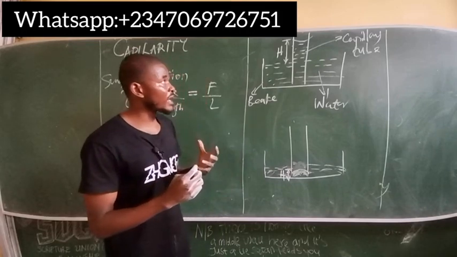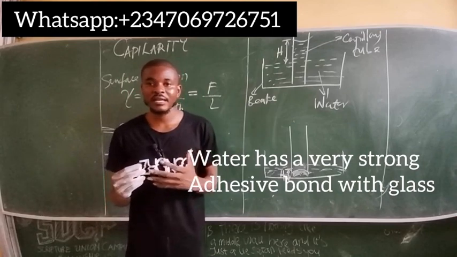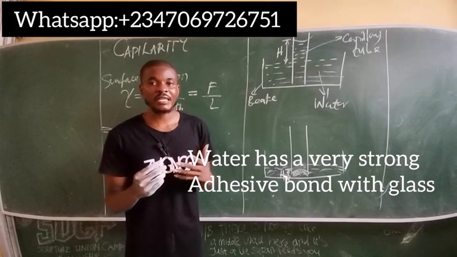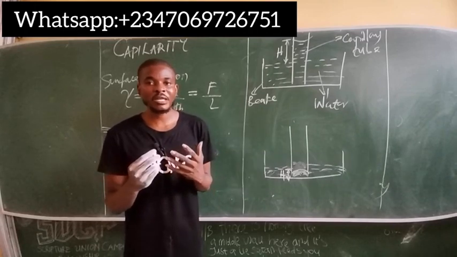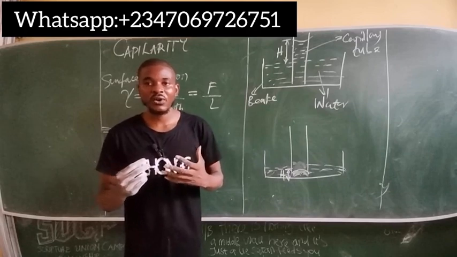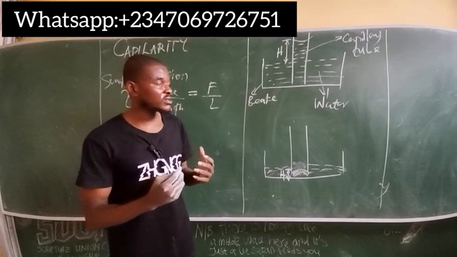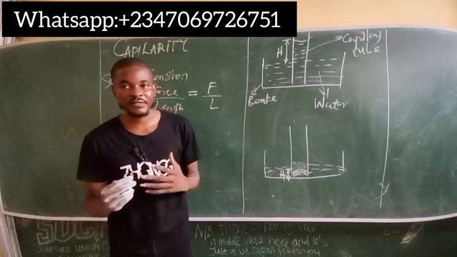Meanwhile, the reason why the level of water increases in a capillary tube is simply because water has a higher adhesive force. So the adhesive force between water and any other surface is very strong. So water tends to cling to the surface of the capillary tube and thereby rises. This rise or fall of liquid in the capillary tube is what gives rise to capillarity.